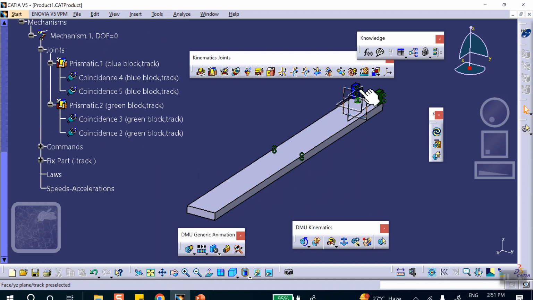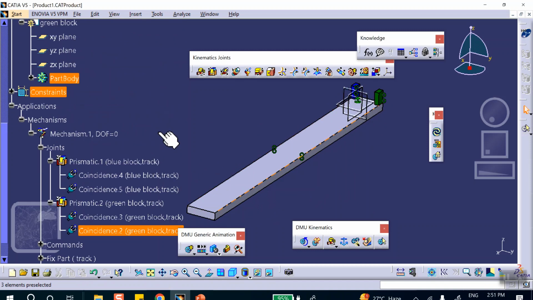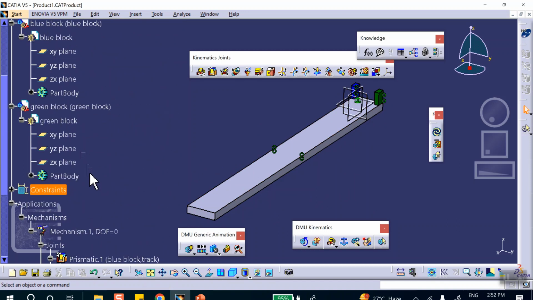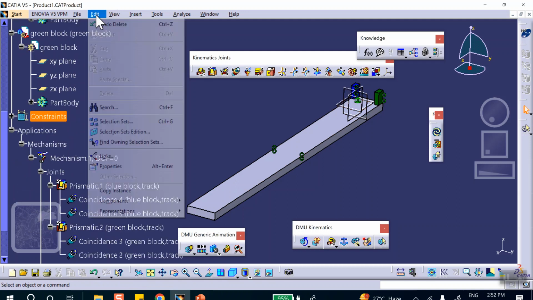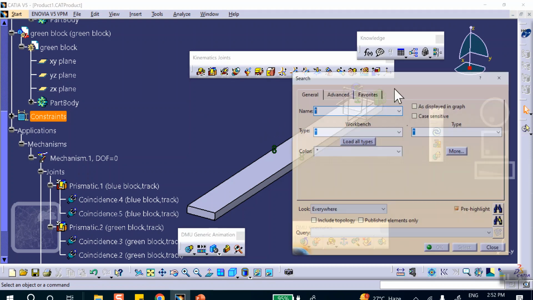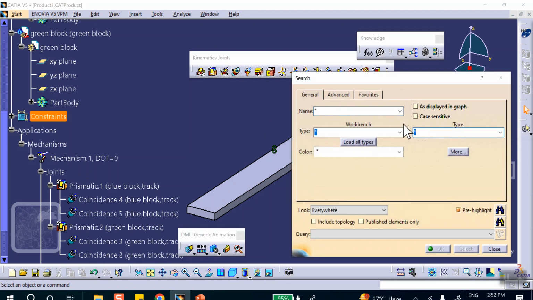Incidentally, you all know how to hide stuff. These are all bothering me. So you can go to this plane and select it one by one and hide it. Or you can go to edit, search, here type plane. So all the planes I want to be found and picked. Select it right there.